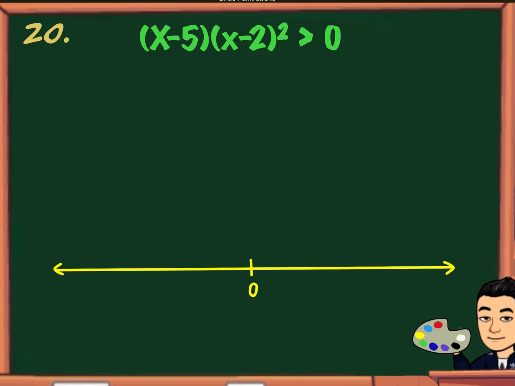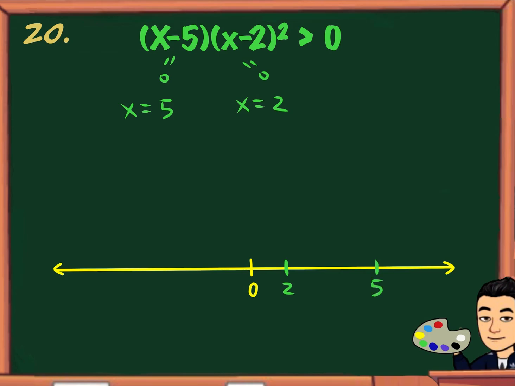Okay, that's good too. So what you need to do is go ahead and set each binomial equal to 0 and then solve for x. You're going to see that x is equal to 5 and x is equal to 2. These two values are going to be plotted onto the number line. Then look at the inequality symbol: it is greater than, there's no or equal to. So you're going to put in open circles for both of them.